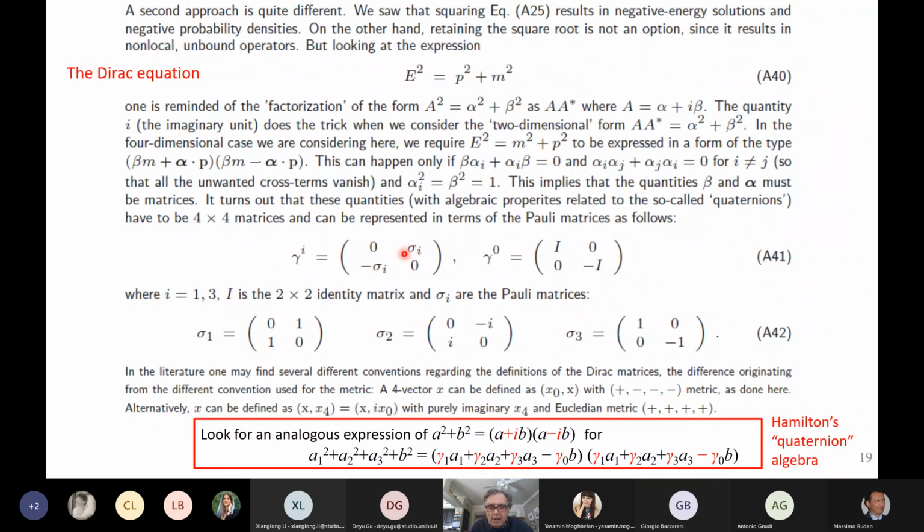These sigmas are the Pauli matrices that we saw for spin. Gamma 0 is just similar to the identity matrix, except that there is a minus sign here. These are 2 by 2 identity matrices. These are the 2 by 2 Pauli matrices. And let's define these 4 by 4 matrices, which are given by these expressions. If you do that, then you can see that indeed the gamma i and gamma 0 all anticommute, so that when you factor this term into two pieces, they factor out correctly because all of the cross terms vanish. So this is what I wrote here.